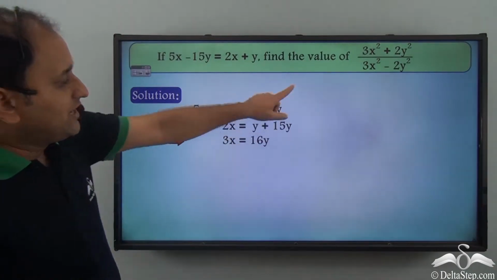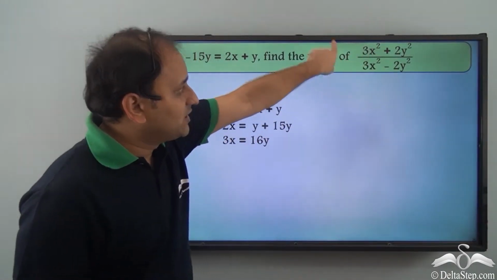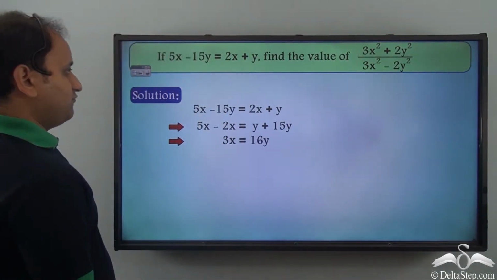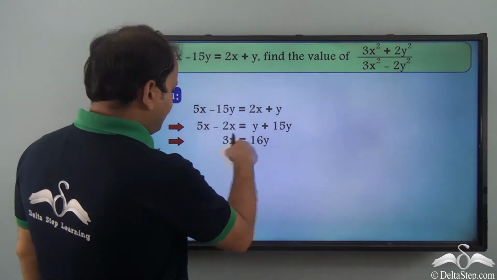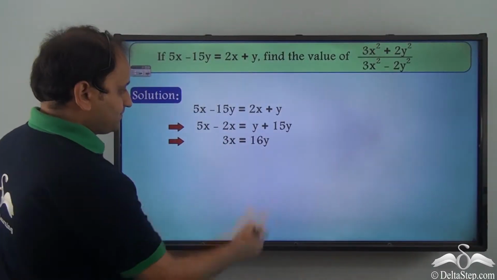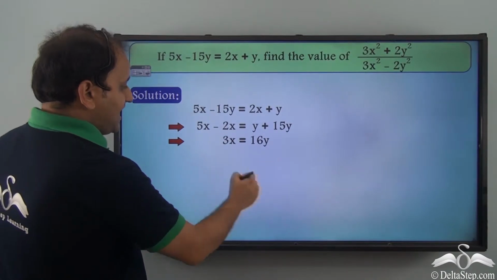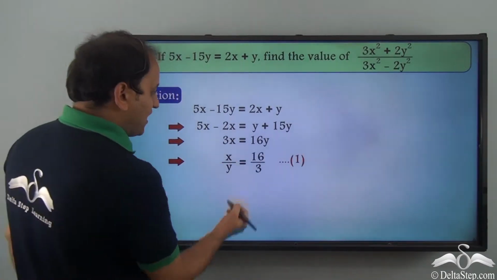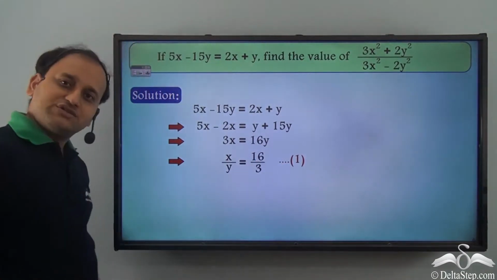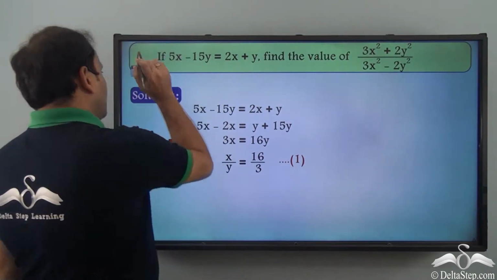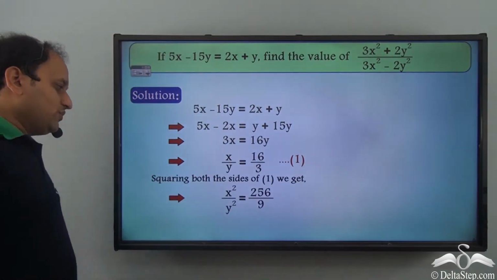Now we need to find this particular expression here, right? So we need it in a fraction form. So what we'll do is we'll perform a cross multiplication. So y will come on this side and 3 will go on the other side. So we will have x by y is equal to 16 by 3. Now this is the first expression.